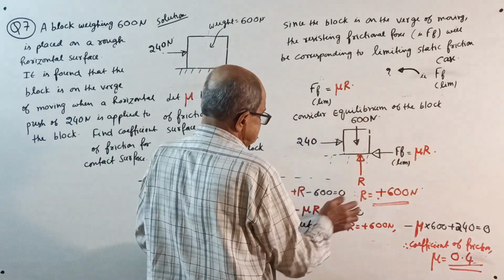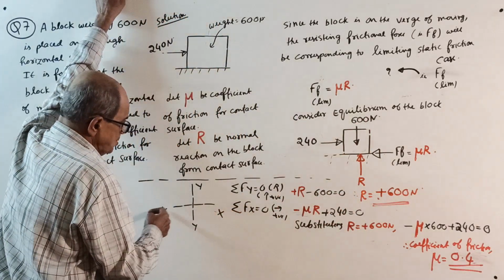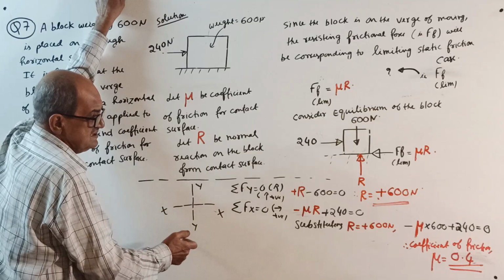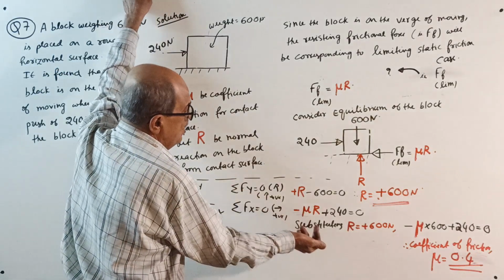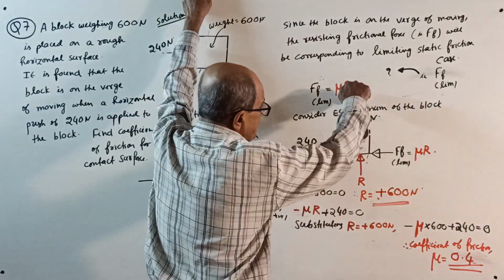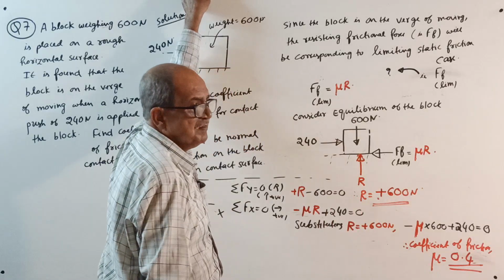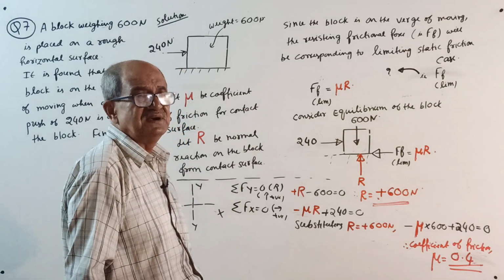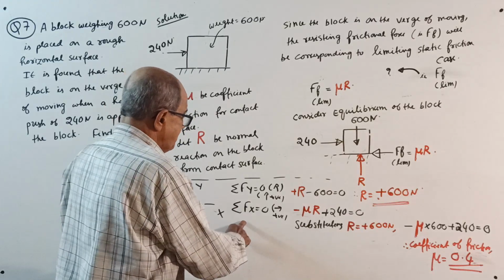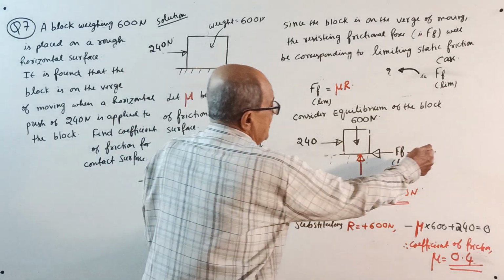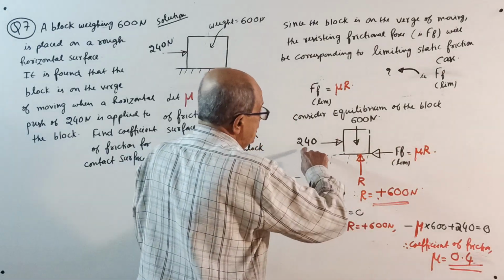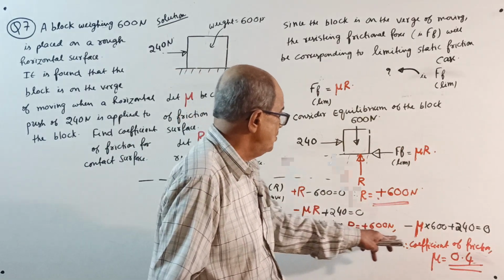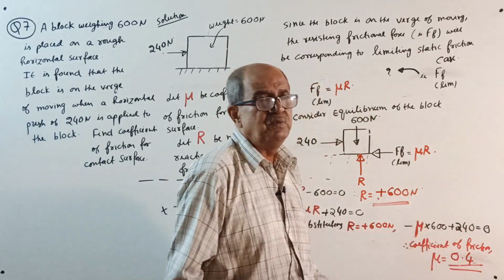Now R. Sigma F, always show X, X, Y, Y. In our case, we take horizontal x-axis, vertical y-axis. Sigma Fy equals 0, upward positive: plus R minus 600 equals 0. R will come 600 Newton. Sigma Fx equals 0, usually sigma Fy first is better for the friction chapter. Sigma Fx equals 0, right side positive: minus mu R plus 240 equals 0. R we already got as 600 Newton. Substitute that value here, and you will get mu equal to 0.4.